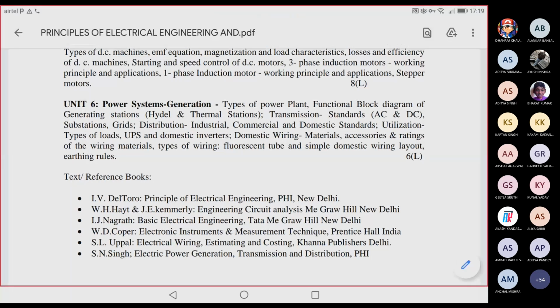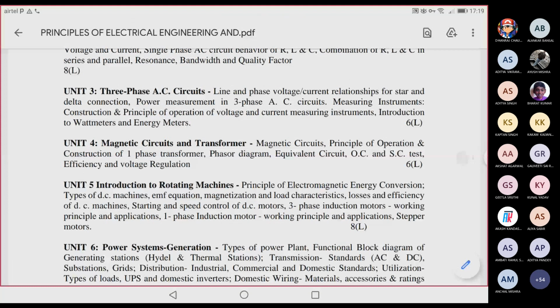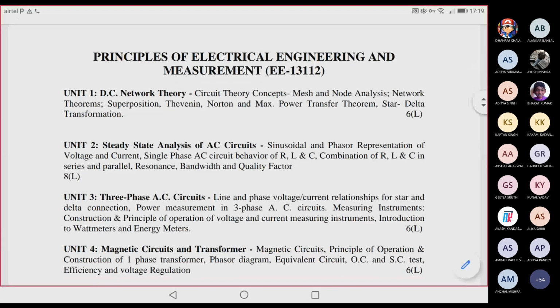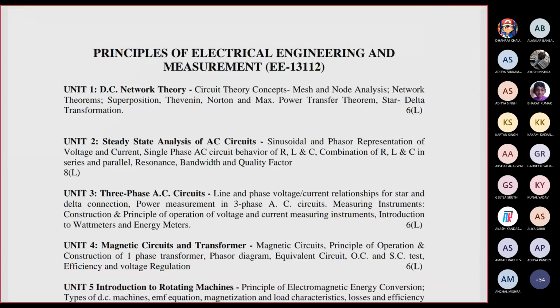So this is about the syllabus of this Principles of Electrical Engineering and Measurement part. You can see that this is a very large syllabus which includes 3 main parts. First one is about the basics of DC and AC circuits, which includes different types of theorems and methods used for solving or reducing the complexity of any network.